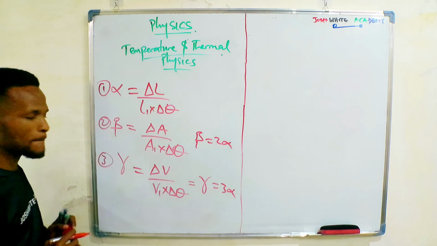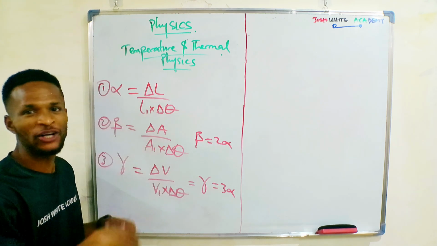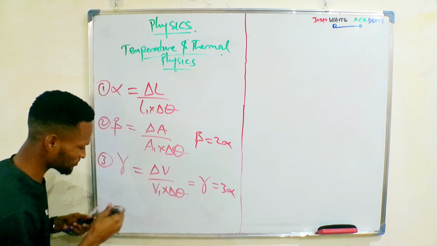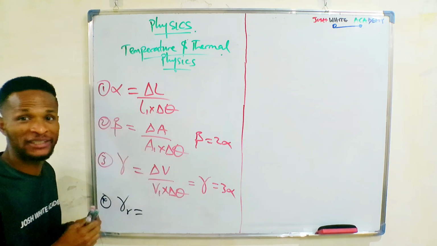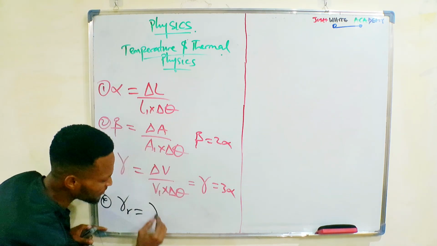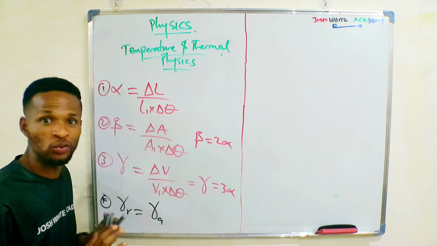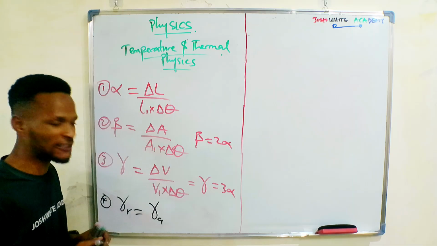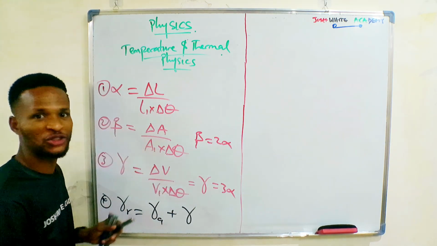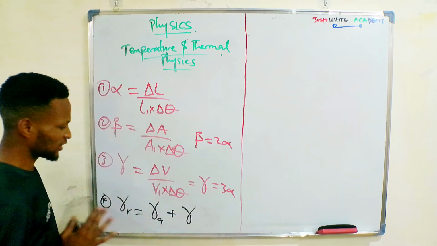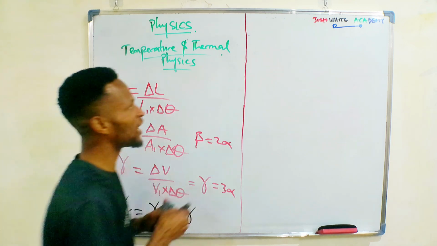linear expansivity. And the last one is, if possibly the liquid is in a container that can also expand, the real expansivity of the liquid is both the expansion of the liquid alone, which is the apparent expansivity, plus the cubic expansion of the container. So this one is for expansivity.